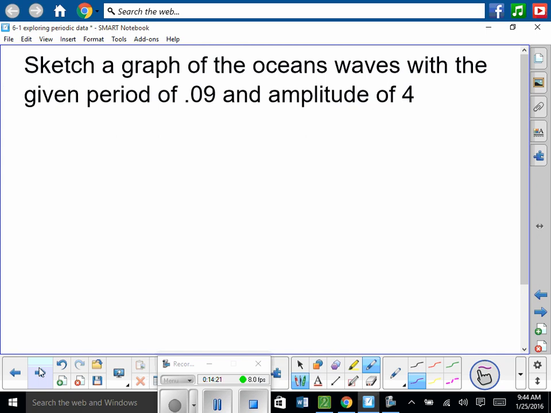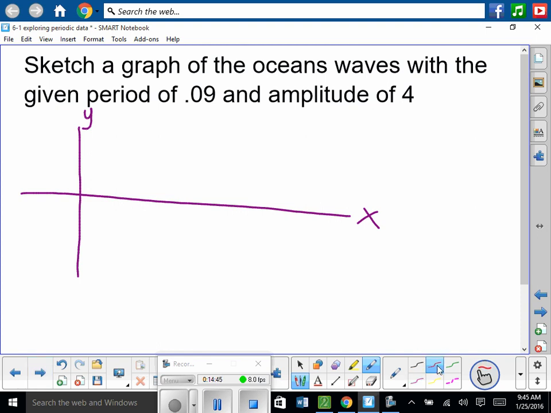So it says, sketch a graph of the ocean's waves with a given period of 0.9 and the amplitude of 4. So I'm going to draw my own picture here. So your picture might look different than mine, but let me just show you kind of how I go about doing this. So first of all, I make a y and an x. And then we know that periodic functions go up and down and they bounce at the same y interval. So once again, I'm randomly going to start here. And I'm gonna go down, up, down, up.